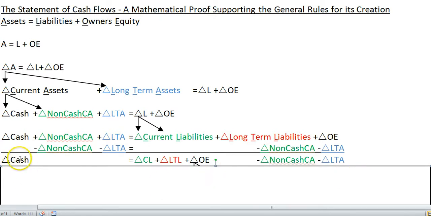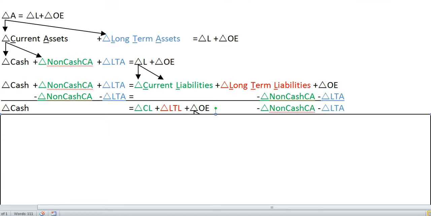Your change in cash, which is what the statement of cash flows is trying to do, can be explained by the change in current liabilities, change in long-term liabilities, change in owner's equity, minus the non-cash current assets, minus the change in long-term assets.